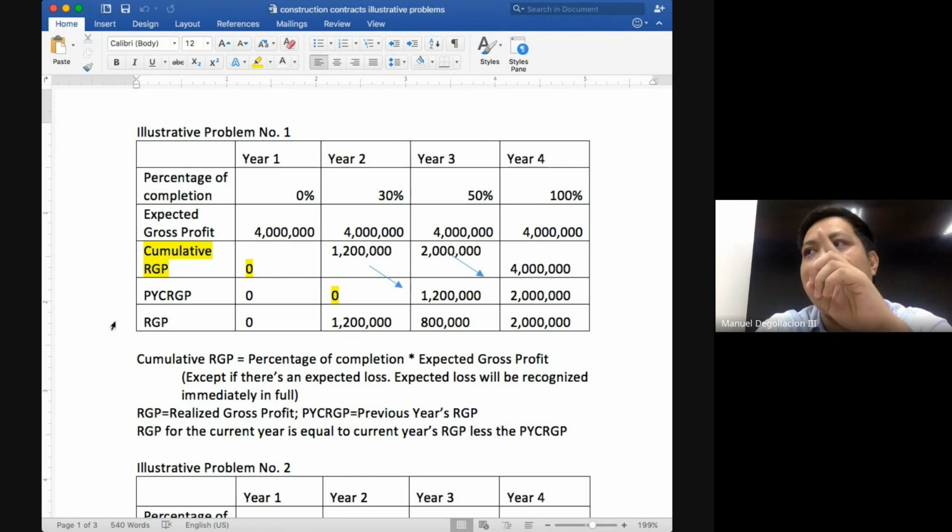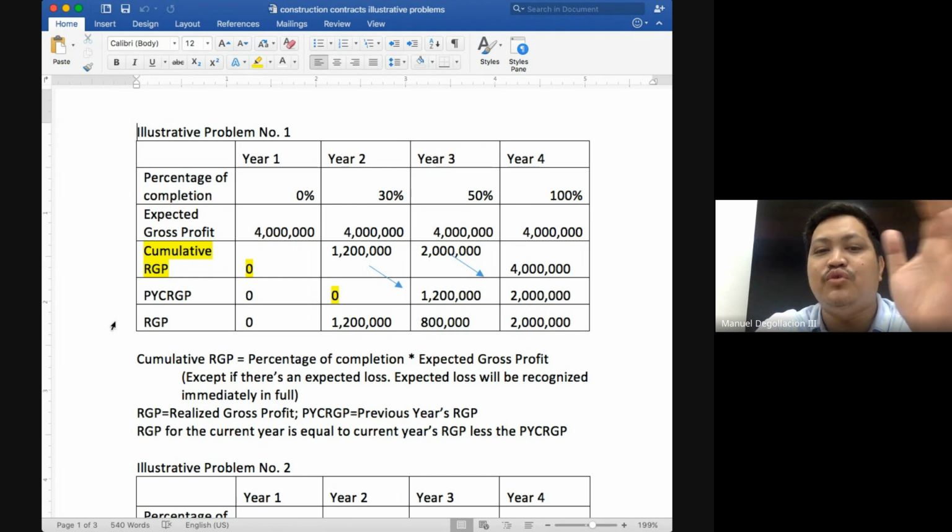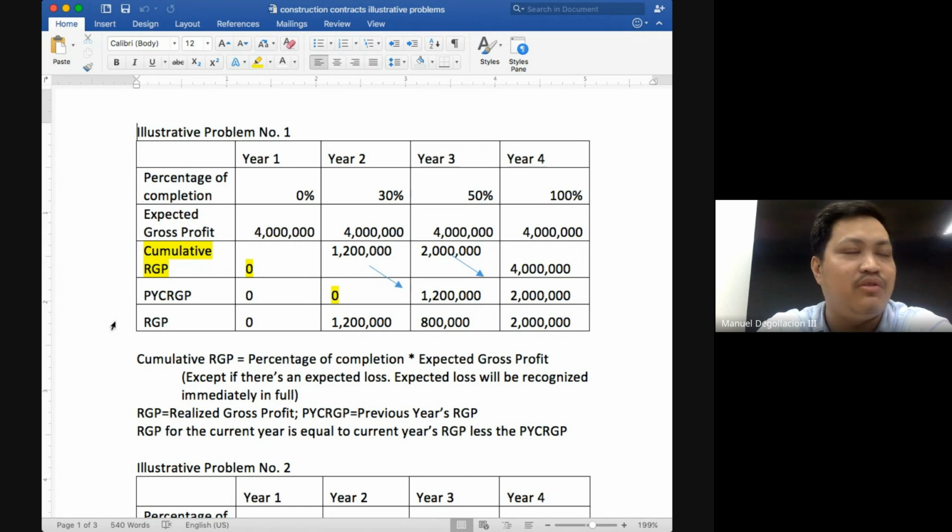But what will normally happen in the problems? Will the expected gross profit remain constant in the problems class? The answer is no. So I want you to remember a solution that will work for all kinds of problems. It's possible for you to just get the increase and multiply it with the expected gross profit. But again, that will only work if the expected gross profit will remain constant. But that is not the scenario in the problems. So how do I want you to solve for RGP class? Do I want you to just get the increase in the percentage of completion? No.